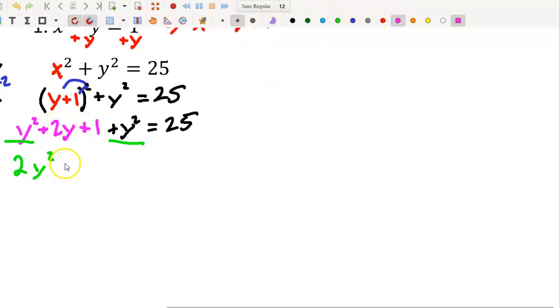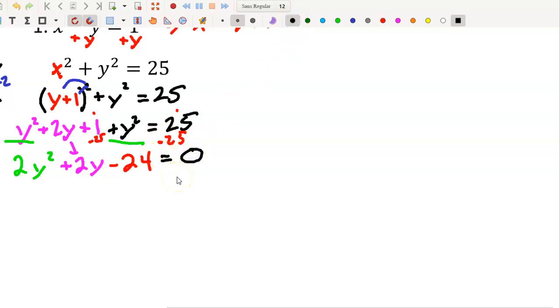We got a 2y. Let's bring that on down. And now we got a 1 and a 25. Remember, we want to get equal to 0, so we're going to subtract 25. So we actually get negative 24. And at this point, you could do the factoring, but if you're careful, you'll notice this has a GCF of 2. That's a good thing. That means we can factor that out. And it makes all the numbers smaller.